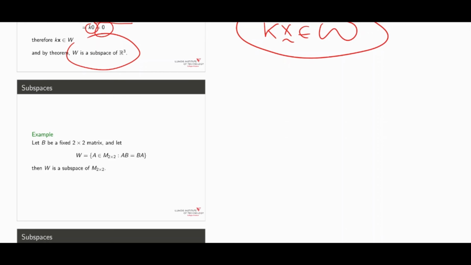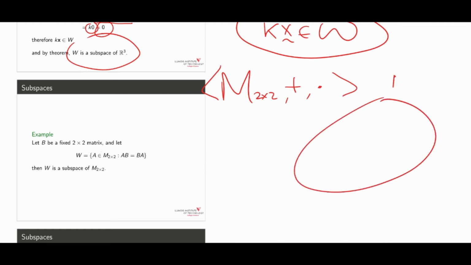Let me give you another example that is not R2 or R3, but we are looking at the set of square matrices. We know that this, together with the usual matrix addition and usual scalar multiplication, is a vector space. But now we are having a W that is smaller than that, because we are looking at all the square matrices that commute with a specific matrix B.